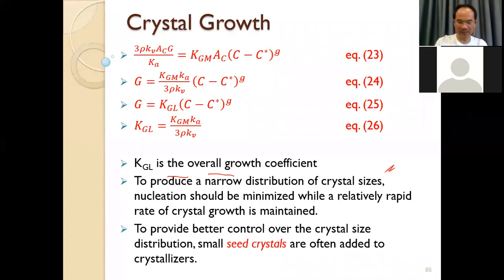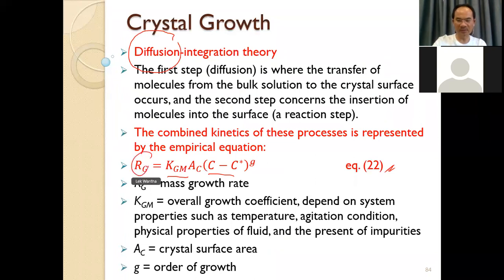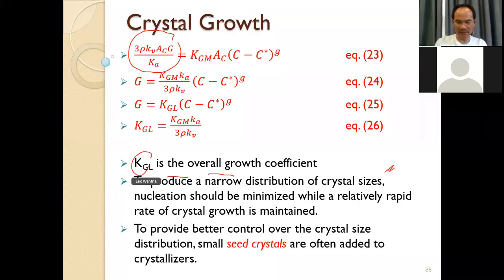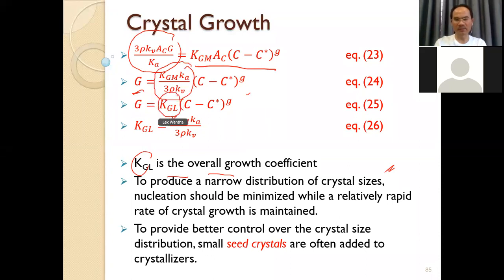This is the Ig. You substitute Ig into the diffusion equation, and then you can solve for G. G is equal to this equation. G is a function of the driving force, meaning the difference in concentration. And we can also group this term as KGL, the overall growth rate coefficient.